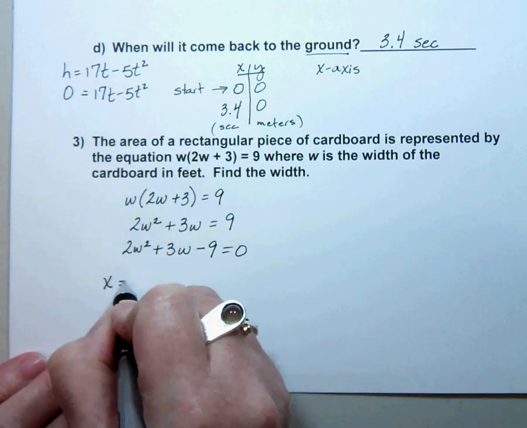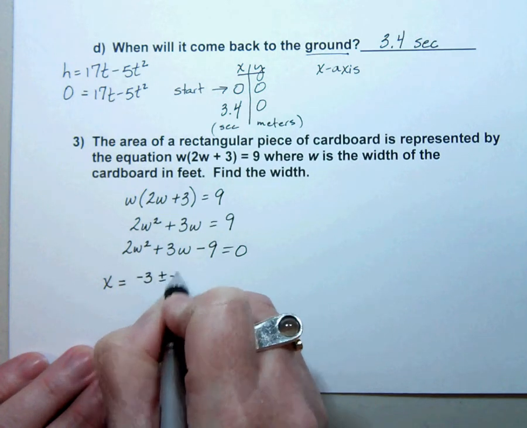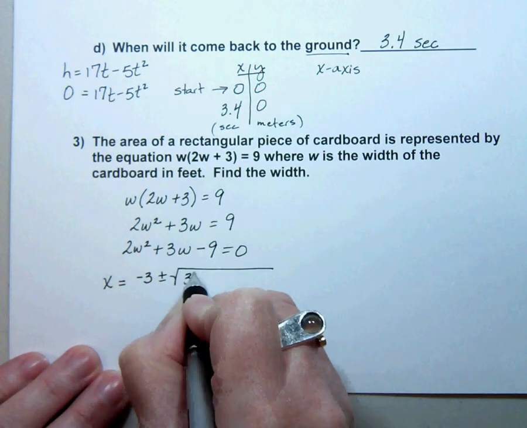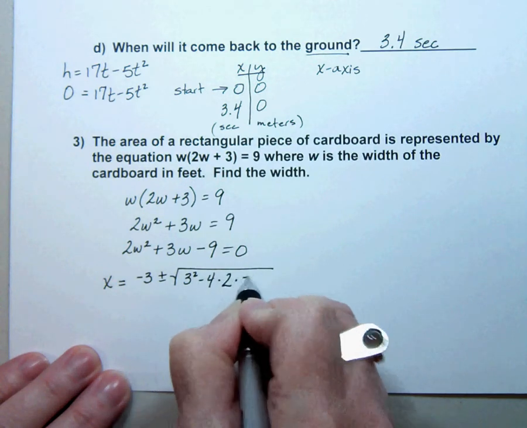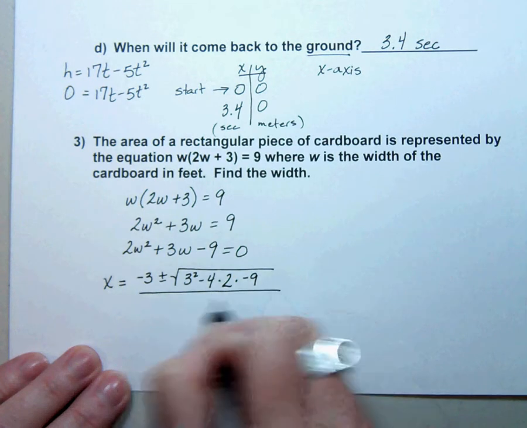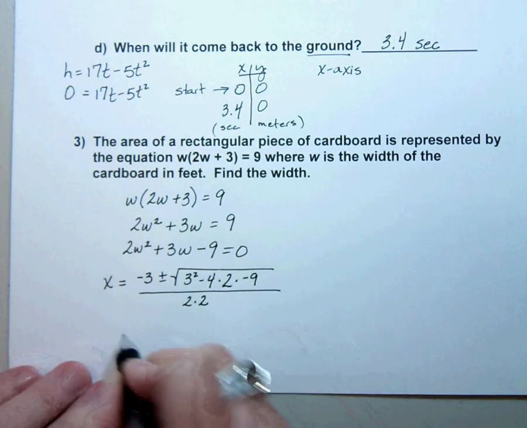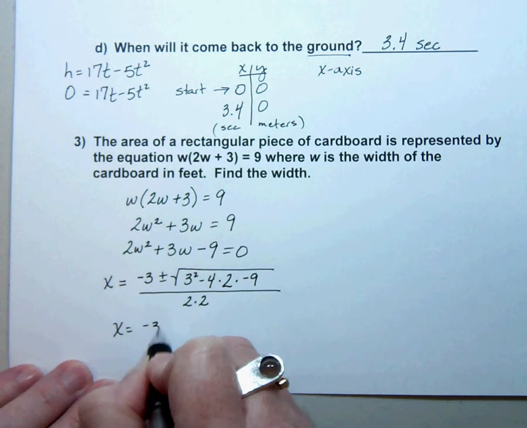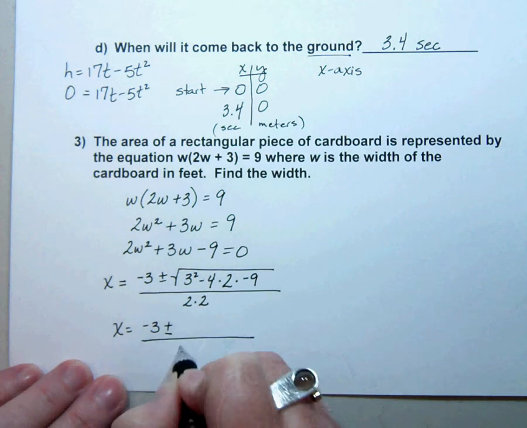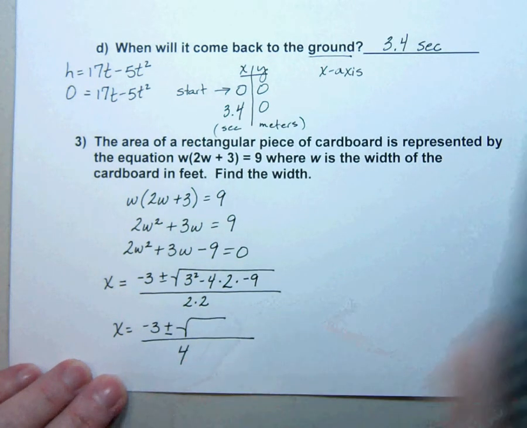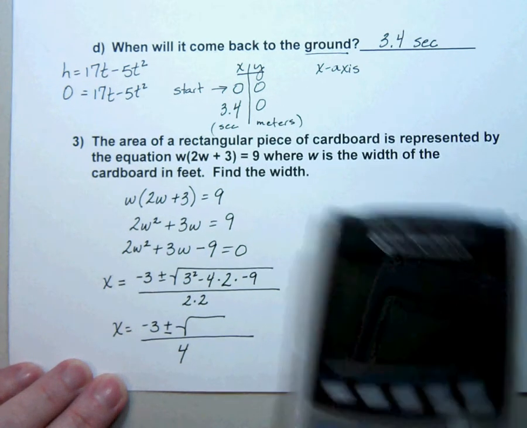So x is equal to the opposite of your b term, plus or minus the square root of your b term squared minus 4 times a times c, all divided by 2 times your a term. So that'll be 2 times 2. So x would equal negative 3 plus or minus, let's go ahead and figure out what this radical is. I'm going to use my calculator. I'll let you see it.